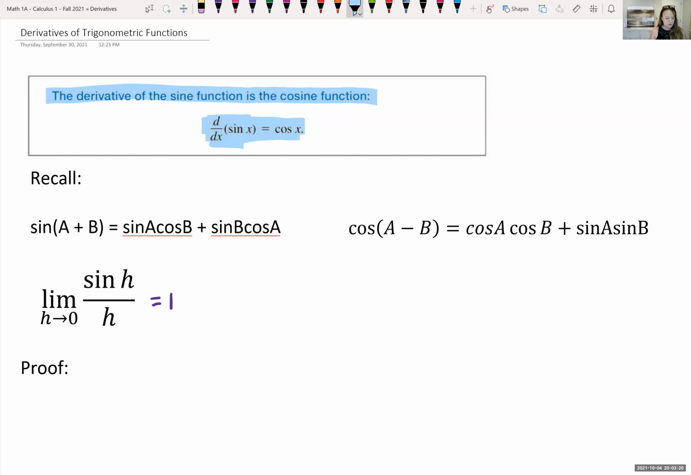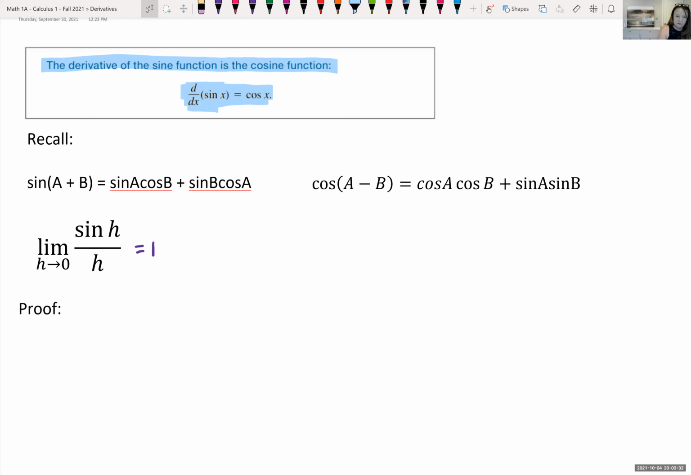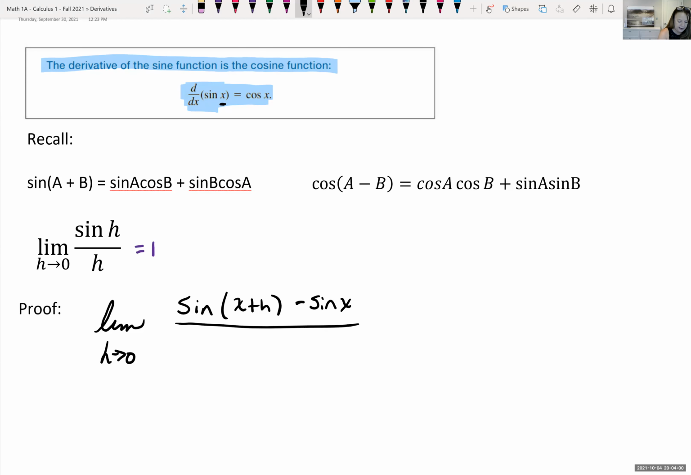Okay, so let's look at this proof and let's prove that the derivative of sine of x is equal to cosine of x. And so we're going to do that by looking at that formal definition of the derivative. And the formal definition says that we're going to look at the limit as h approaches 0 of sine of x plus h minus f of x, so sine of x, all over h.